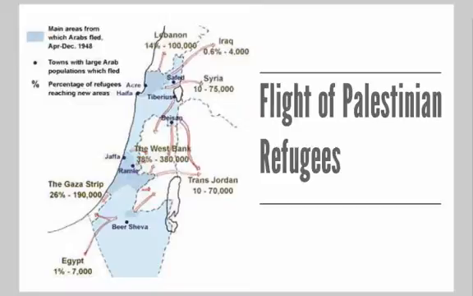So right now I just want to show you, we're going to end off with a map that shows you where the Palestinian refugees are going. So you can see 14% to Lebanon, etc.